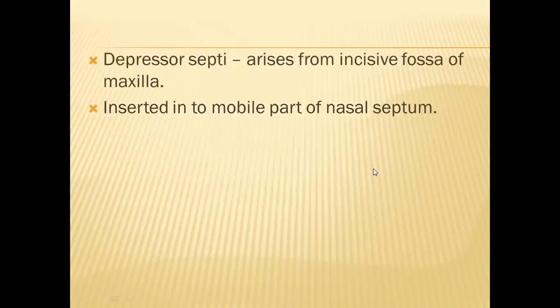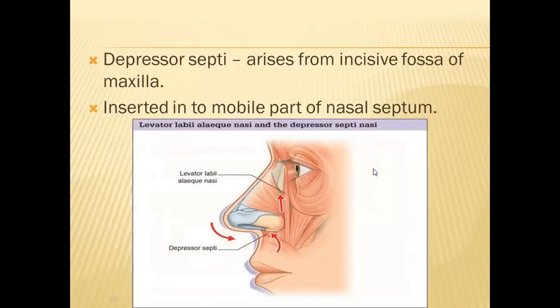Then the depressor septi arises from the incisive fossa. The incisive fossa is here, and we'll find this over the skeleton of the maxilla, and it is inserted into the mobile part of the nasal septum. The nasal septum has a mobile part most anteriorly and inferiorly, and an immobile part also. The mobile part of the nasal septum is where it inserts. So that's how it's called the depressor septi.